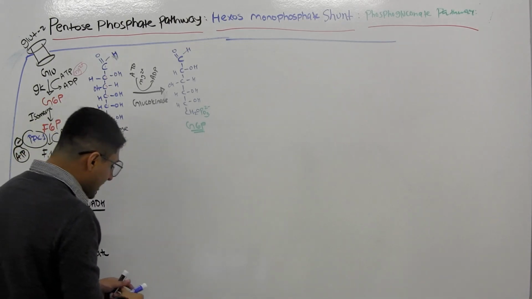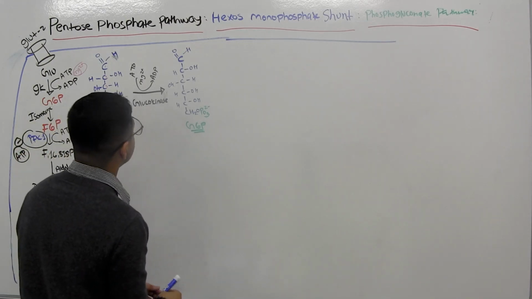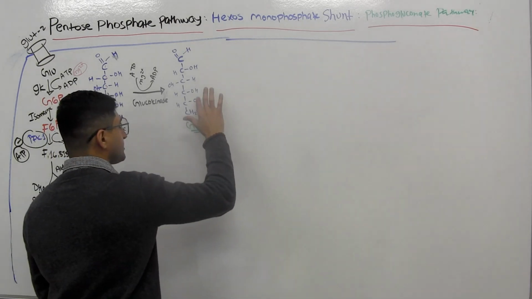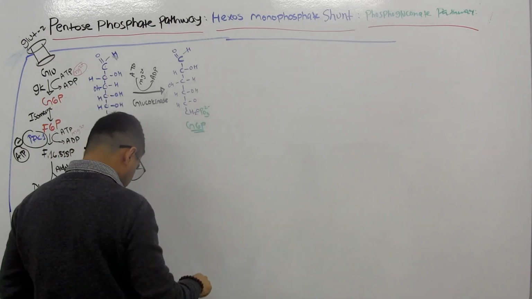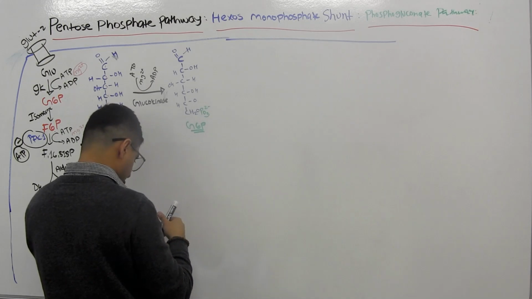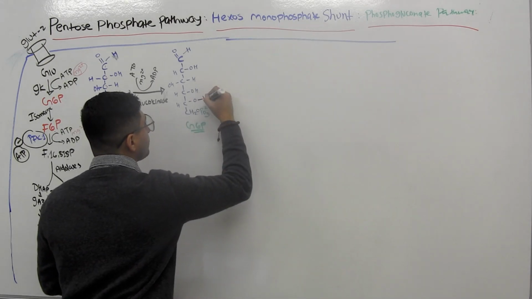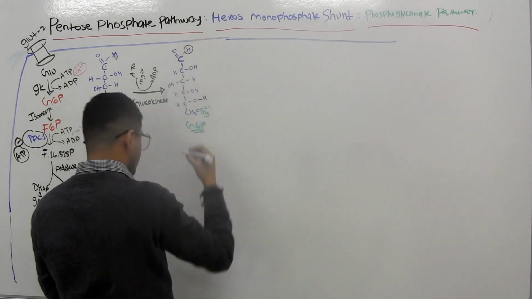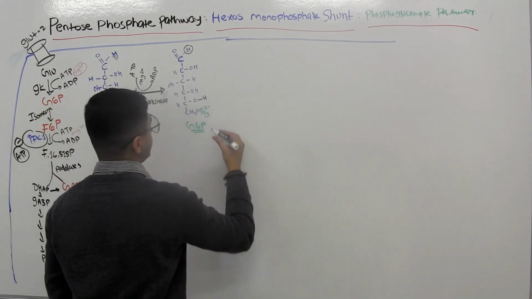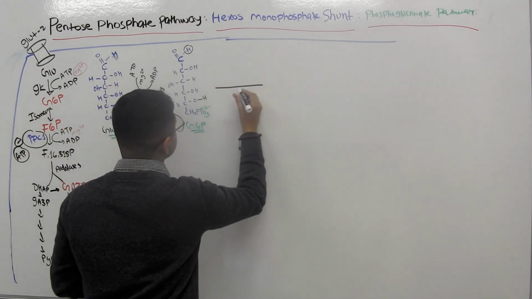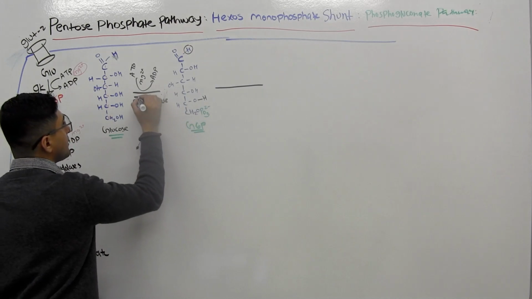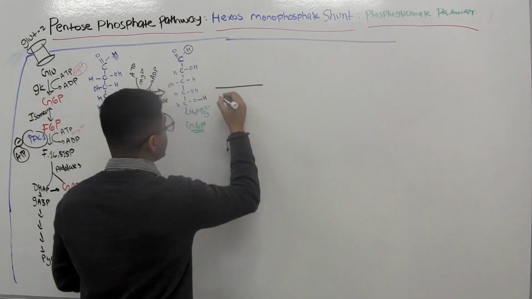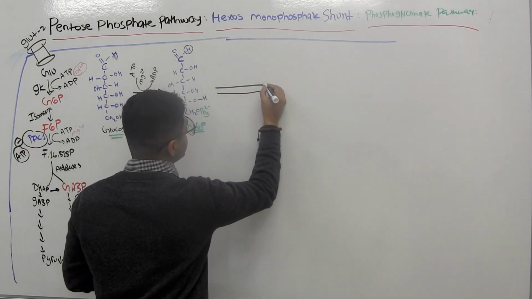Now another thing is what I'm going to do: let me write down this OH and make it a little differently, because I want you to see this. I want to emphasize carbon number 5, and then this one too, because this is a very, very important enzyme, one of the most important enzymes of this pathway.